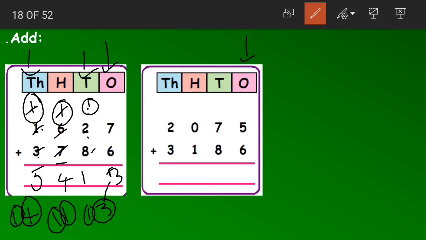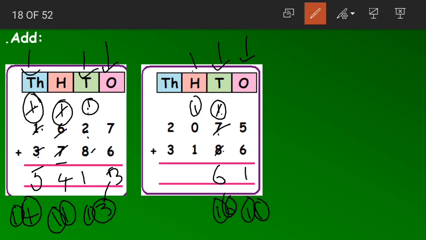In the ones place we have 5 plus 6. So 5 plus 6 becomes 11. Yes. 1 will be written here and the other one in tens digit will be carried. In the tens place we have 1, 7, 8. 1 plus 7 becomes 8. 8 plus 8 becomes 16. So the digit in ones place which is 6 will be written here and 1 will be carried.